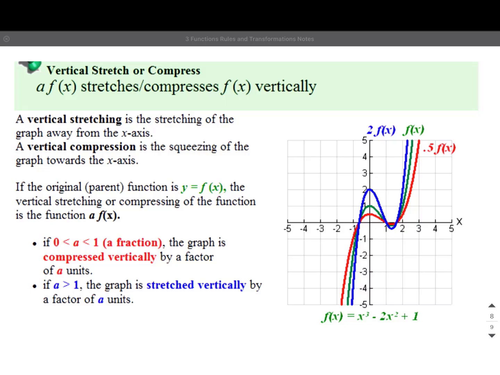Now here I just have some visuals for you to show you the vertical stretch or compression. When you have a number that's bigger than 1, it's stretched vertically, like pulling a marshmallow: it stretches, it gets thinner. When it's a fraction between 0 and 1, that's like when you squish the marshmallow, it gets lower, but it also gets wider. And that's why the red graph looks the way it does.